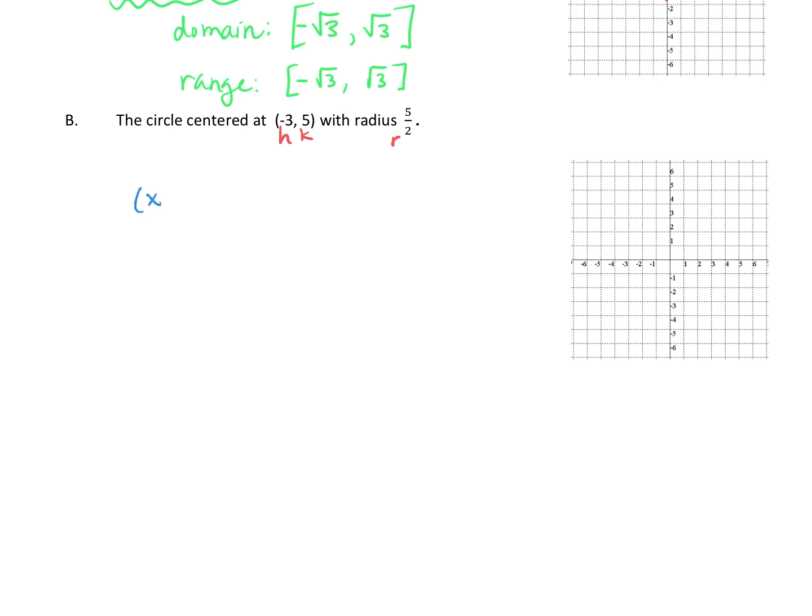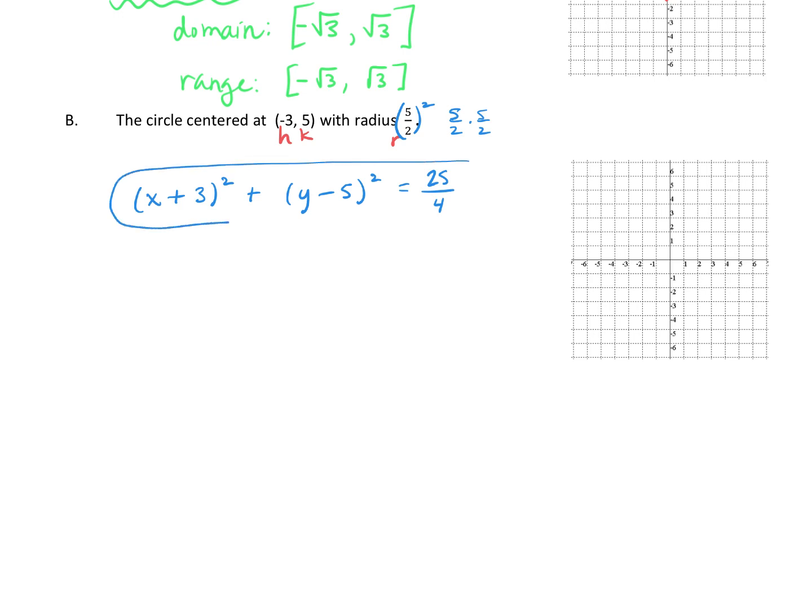(x minus h), minus a negative 3 turns into plus 3, squared, plus (y minus our k, which is 5), squared, equals 5 halves squared. So I'm going to square that up there. That is 5 halves times another 5 halves. So we get 25 fourths. So there's our equation of the circle.